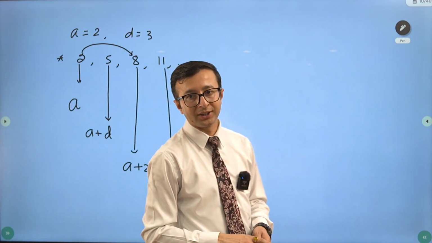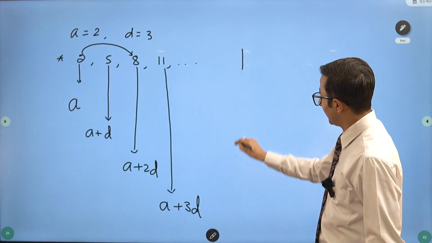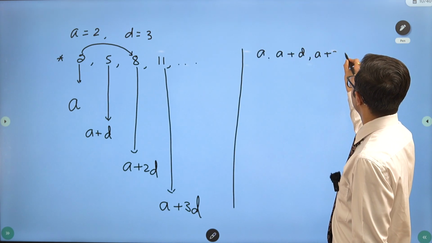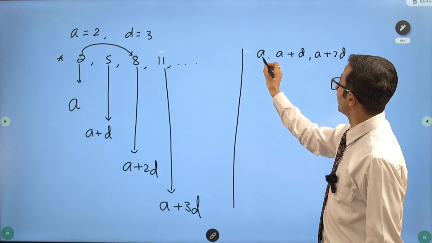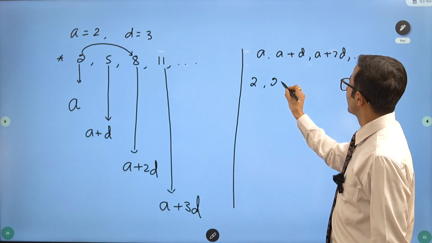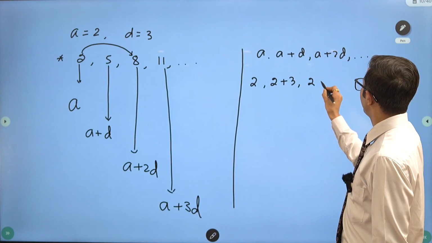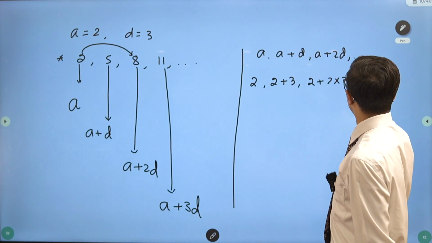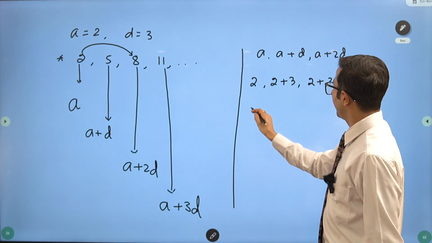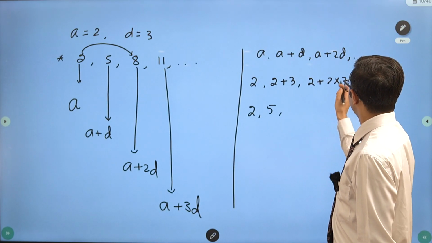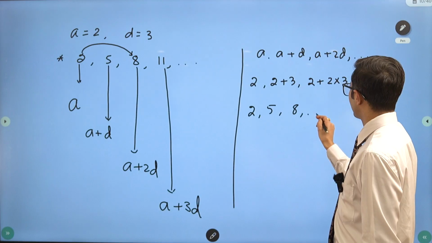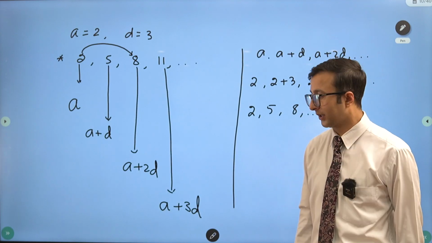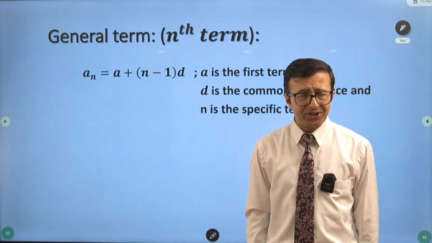This is one of the ways to write an AP if you know the first term and the common difference. Or you can use directly in the sequence a plus d, comma, a plus 2d, comma, dot dot dot, and here you can put in place of a, 2. Here is 2 plus 3, here is 2 plus 2 multiplied by 3, and so on. You'll be getting 2, 5, 3 twos are 6, 8, and so on. This is also one of the methods to write an AP if you know the first term and the common difference.